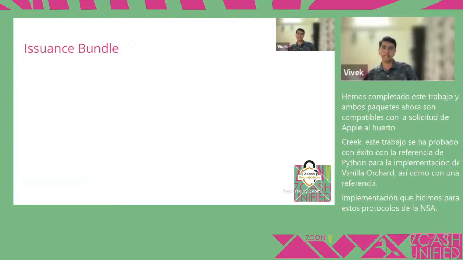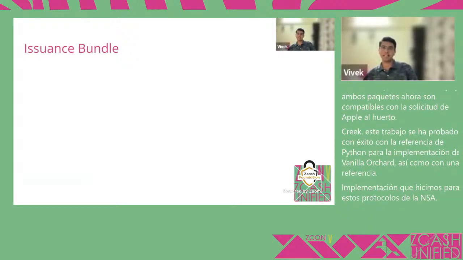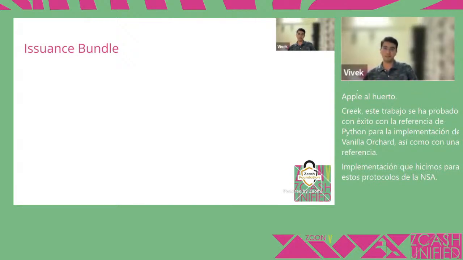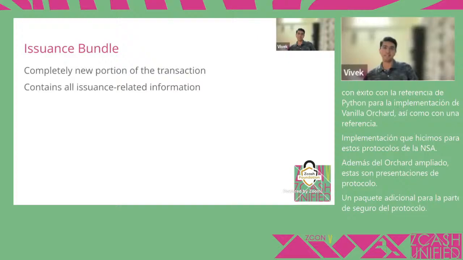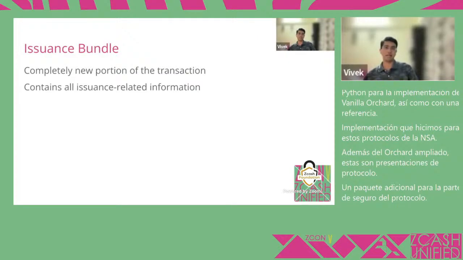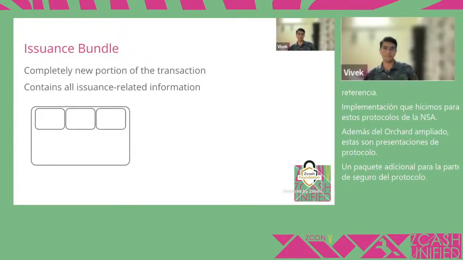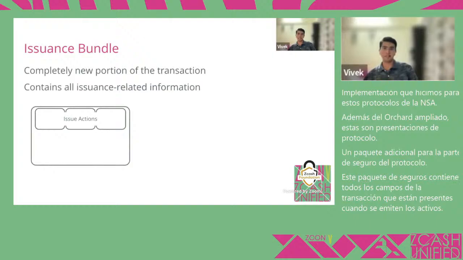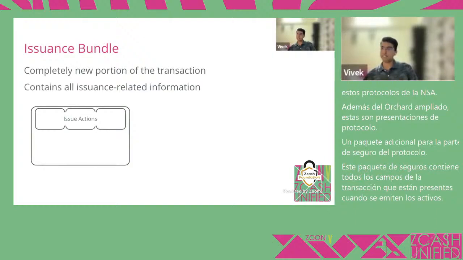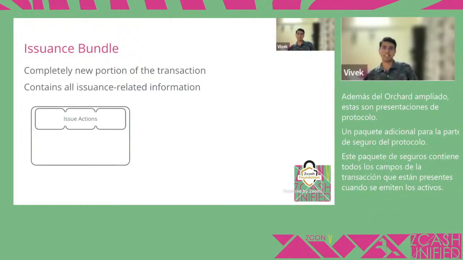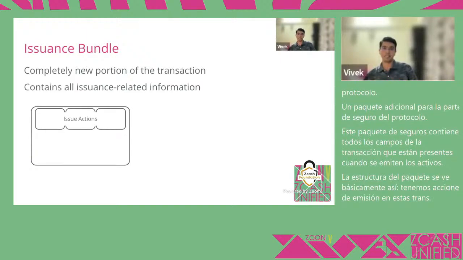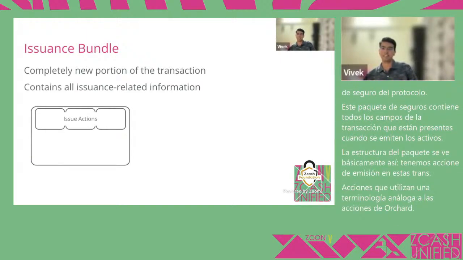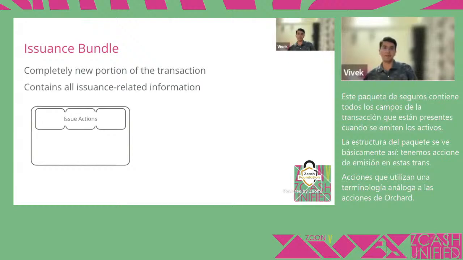In addition to the expanded Orchard ZSA bundle, the ZSA protocol introduces an additional bundle for the issuance part of the protocol. This issuance bundle contains all the fields of the transaction that are present when assets are being issued. The structure of the bundle looks basically like this. We have issuance actions in these transactions using a terminology analogous to Orchard actions. We'll look a little bit more into how they are structured really soon, so stay tuned.